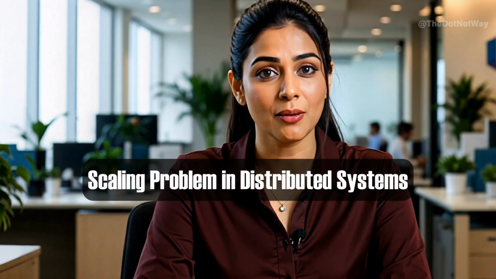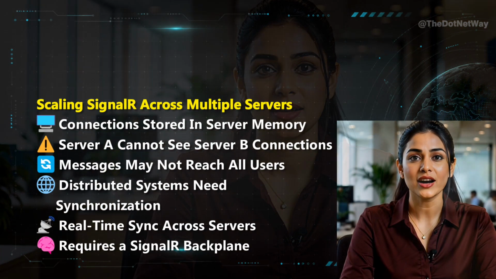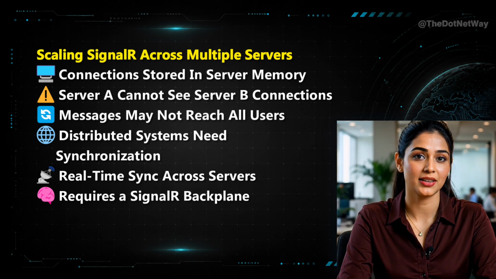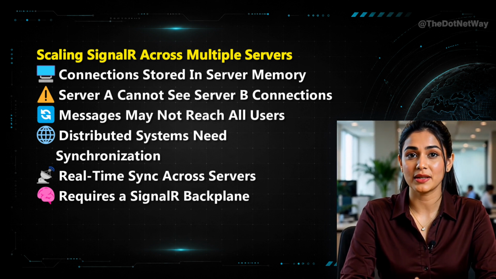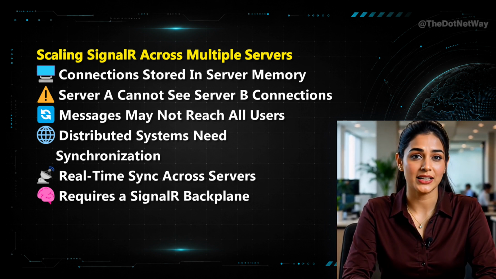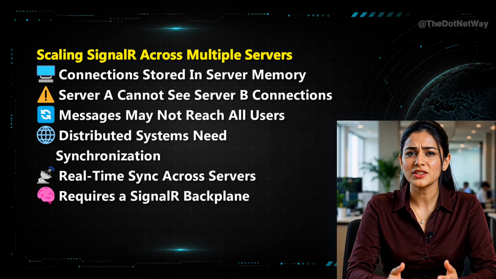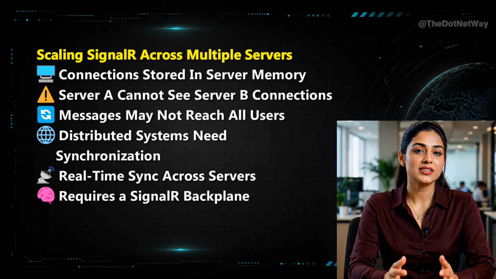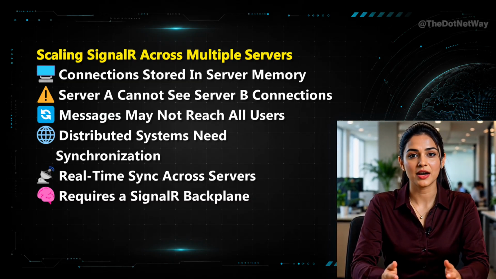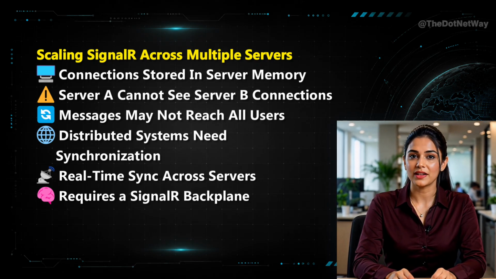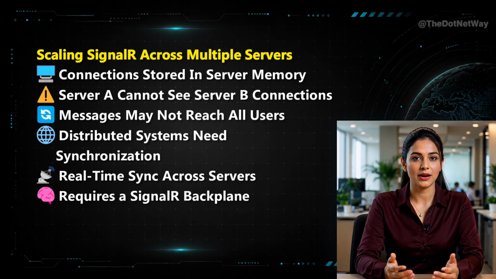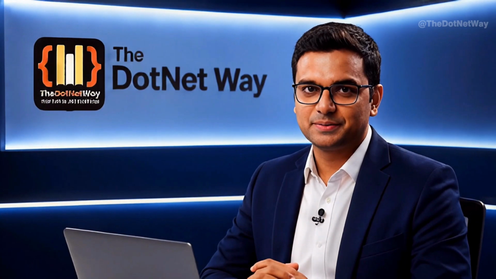This is where things become more complicated. SignalR connections are stored in server memory. So if server A sends a message, server B doesn't automatically know about it. Without synchronization, users connected to different servers may stop receiving updates correctly. That's why distributed SignalR systems require a backplane. What is a SignalR backplane?